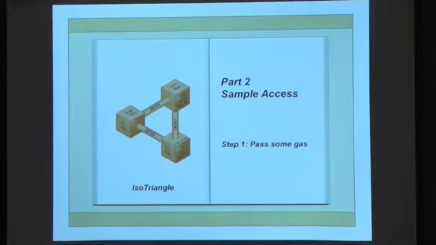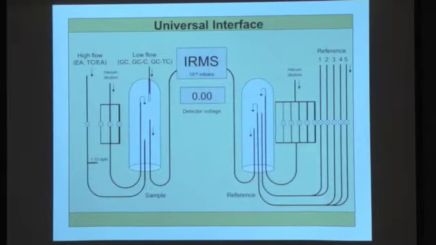So once we've made these gases, we need to get it to the instrument. Does this diagram look okay to everybody? Kind of Escher-like. A little bit Escher-like, yeah. I'm going to show one of the interfaces that allows the instrument to get access to these gases.